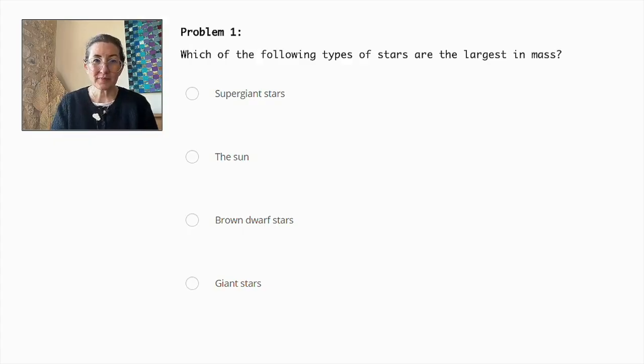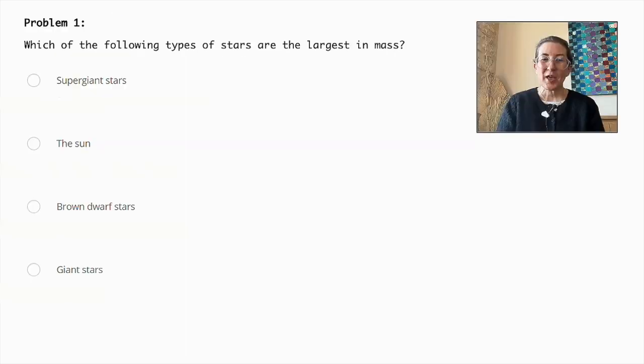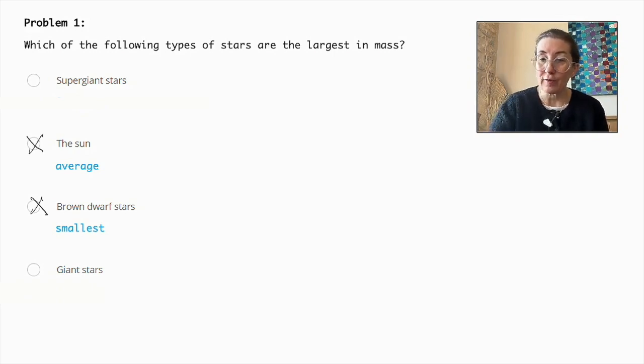Problem number 1. Which of the following types of stars are the largest in mass? Supergiant stars, the Sun, brown dwarf stars, or giant stars? Brown dwarfs are the smallest in mass among stars, so we can just cross that out. The Sun, a main sequence star, is more massive than brown dwarfs, but average in size and mass compared to other stars, so this is not correct either. Giant stars are larger and more massive than the Sun, but not the largest, so we can eliminate that also.